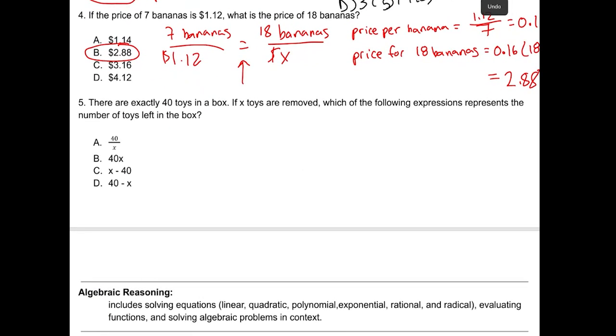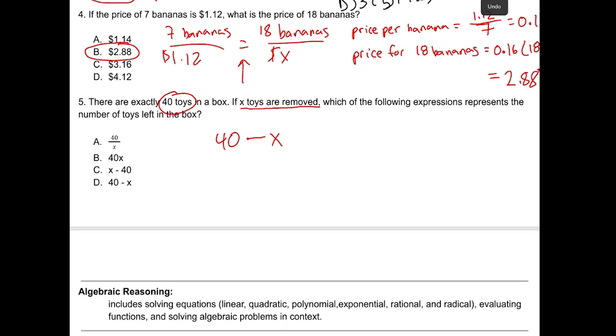There are exactly 40 toys in a box. So we're starting with 40. If x toys are removed, so we're going to subtract x, which of the following expressions represents the number of toys left in the box? So that's basically it. There's no algebra or arithmetic here. It's just a matter of setting this up correctly. The only real tricky part here is knowing that you're subtracting the x from 40 rather than the other way around. So just be careful of that. Otherwise, this one should be a pretty easy one to get right.